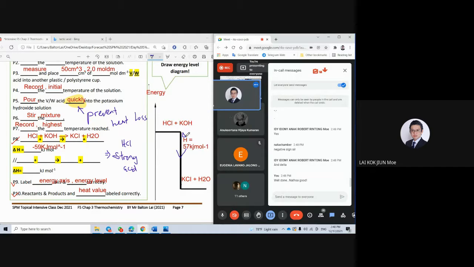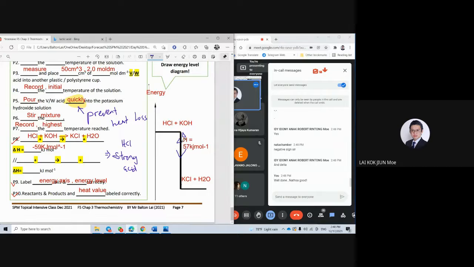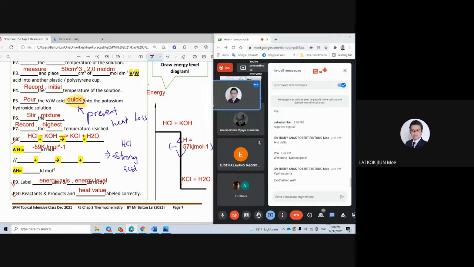ID says Delta. Delta got already. Delta here. You can see Delta. So the negative sign must be there. Why must it be there? Because negative represents release of energy, exothermic. Without the negative, it is wrong. So you see, a small thing sometimes you will miss out.